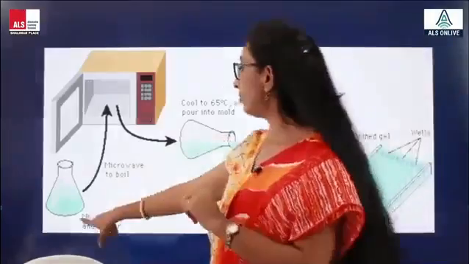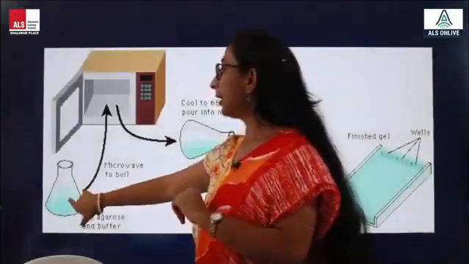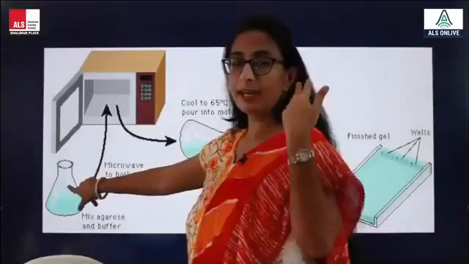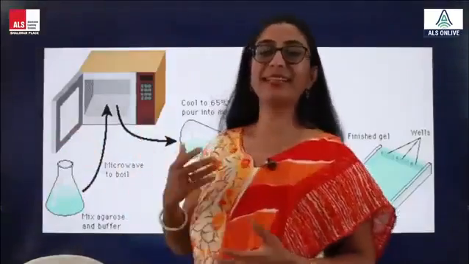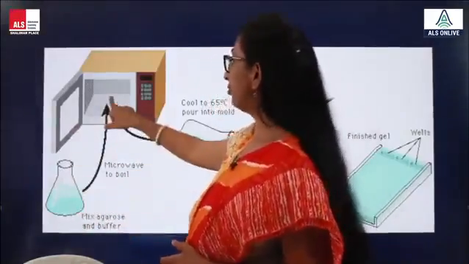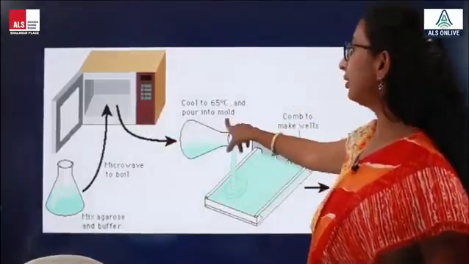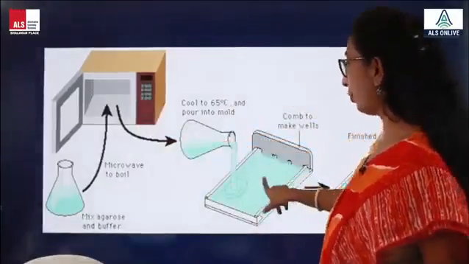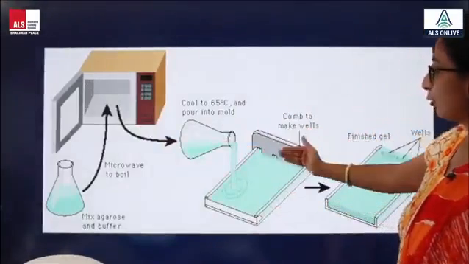So what happens is we will take the agarose powder and mix it in water or buffer solution. Don't worry about exactly how it is done. You have to make the agarose mixture and microwave it. Then after it is properly mixed, you have to cool it to 65 degrees centigrade and pour it into a mold like this. Here you can find that we have placed combs.